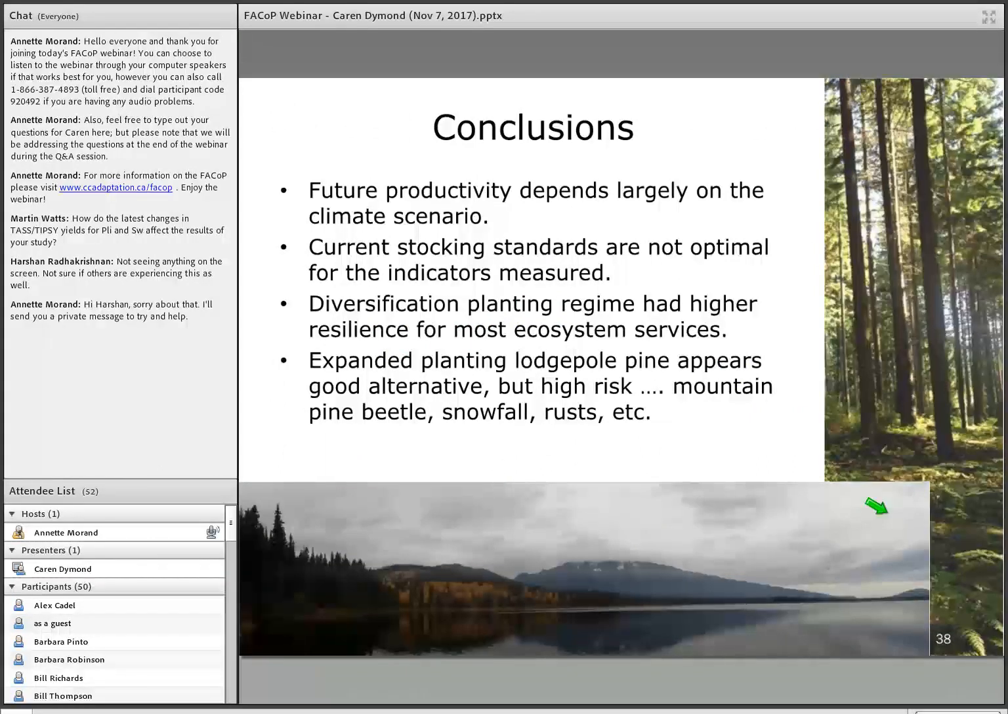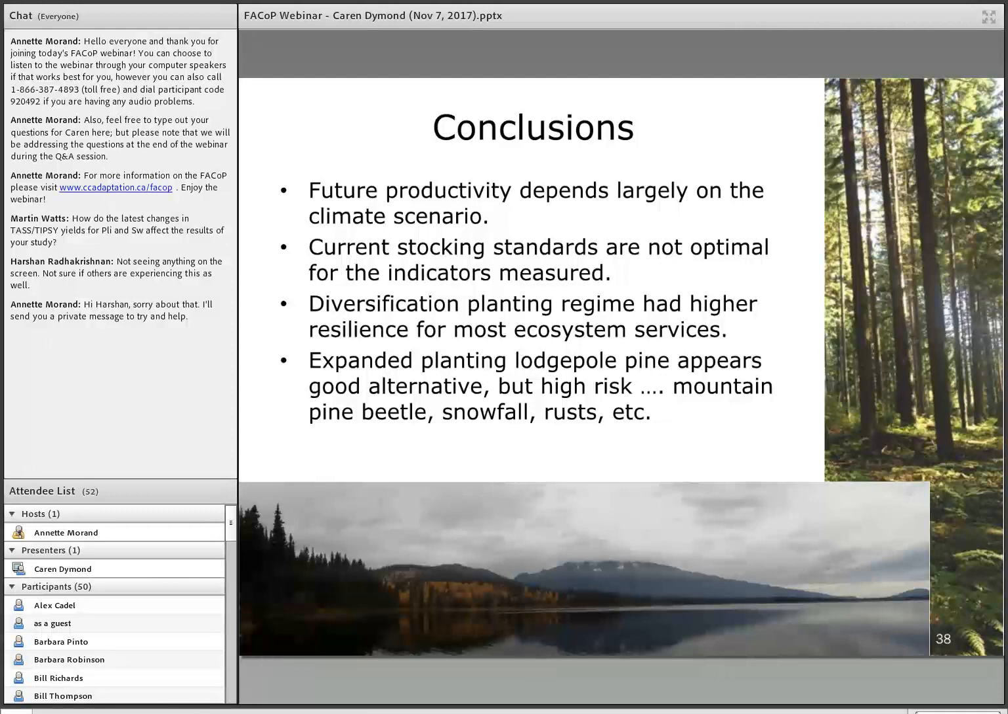So our conclusions are that the future productivity depends largely on which climate scenario occurs, and it's not really something that we have much control over. We've also found that management can make a difference, that the stocking standards are not optimal for the indicators that we looked at, but that the diversification planting regime had higher resilience for carbon sinks, carbon storage, and species diversity in terms of ecosystem services, but wasn't great in terms of harvest.